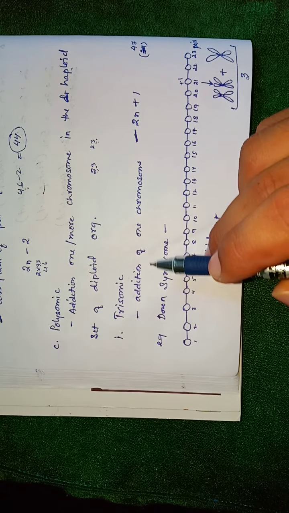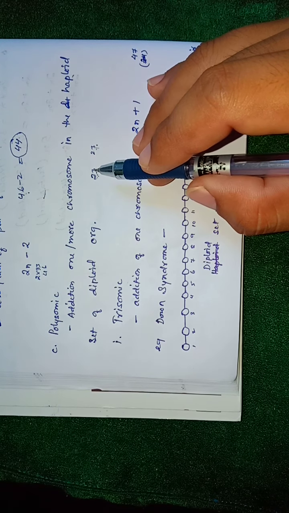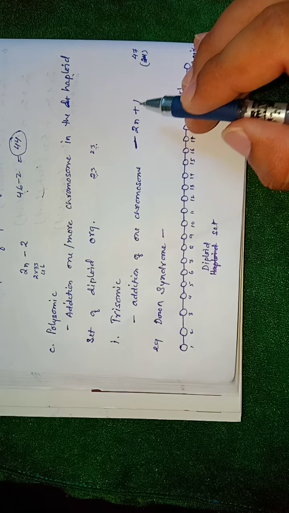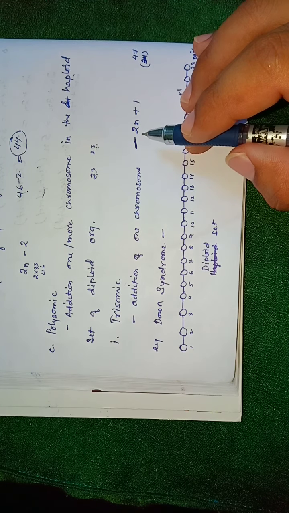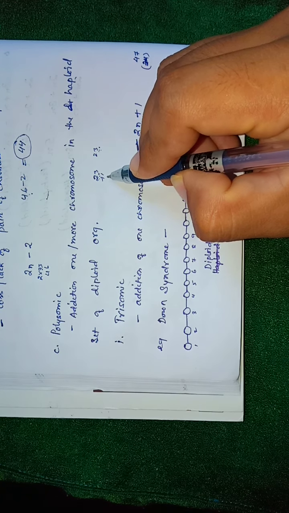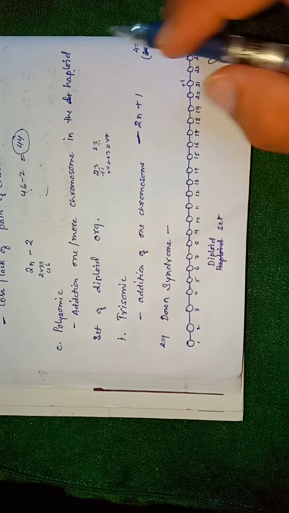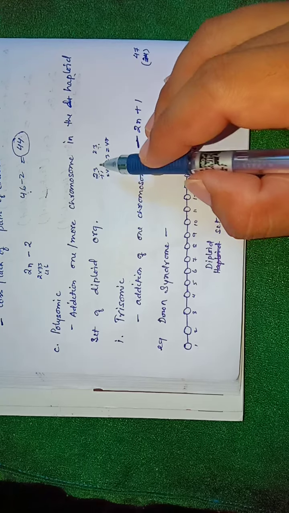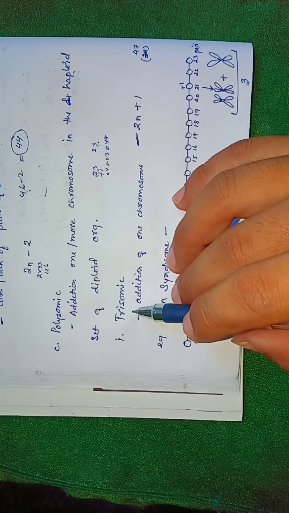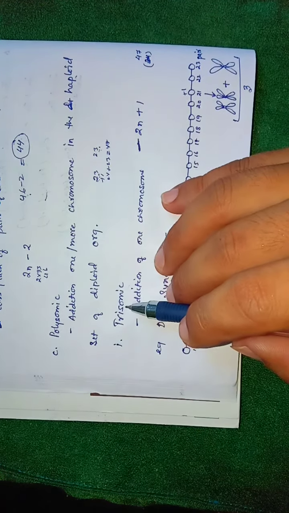So under polysomic, the first one is trisomic. In trisomic, there is addition of one chromosome to the haploid set of chromosome. Let's say the extra is going to be added to this chromosome. So 2n plus 1, 46 plus 1, means the addition is being added to here. That means 23 plus 1 means 24. So 24 plus 23 means 47. So we don't know in which chromosome it is being added, but to either of this haploid set. So the person will have extra chromosome, that is 47 chromosome. So this condition is called as trisomic.